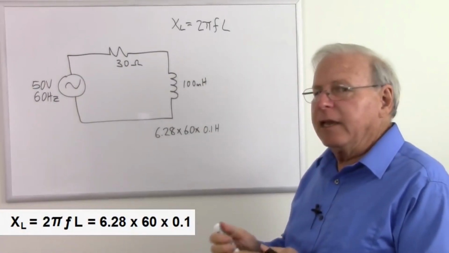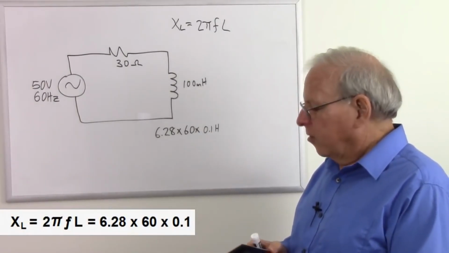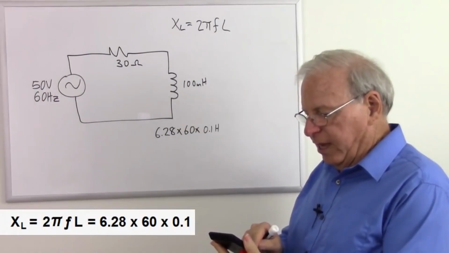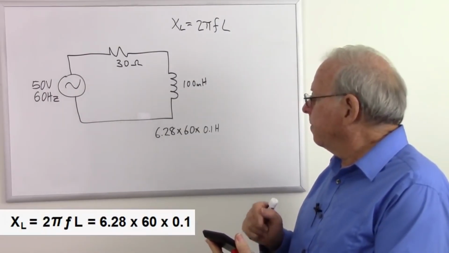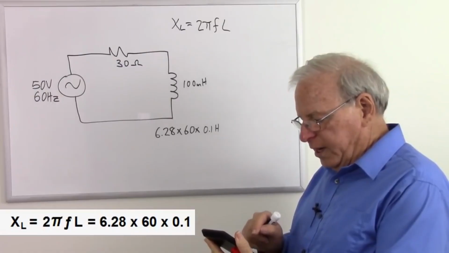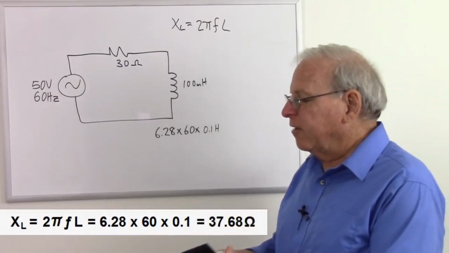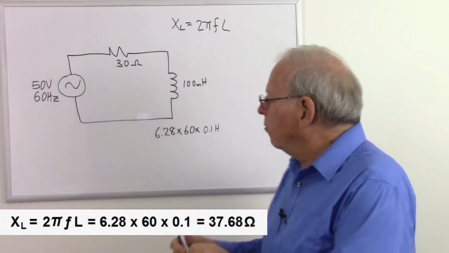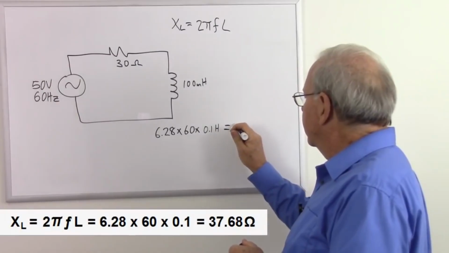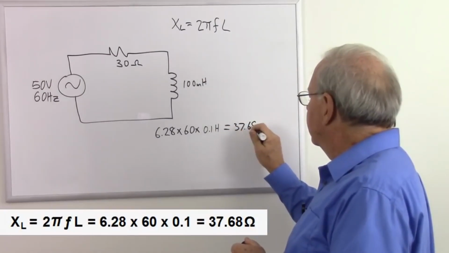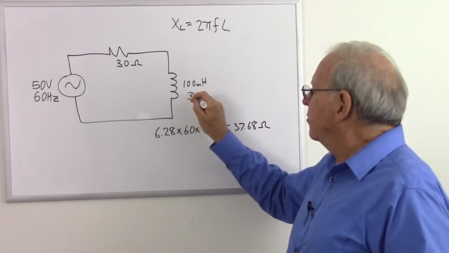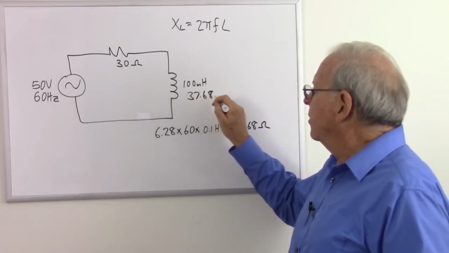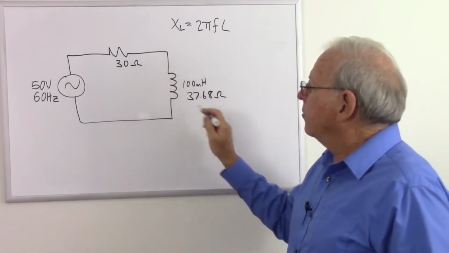And so we simply multiply those together. So we have 6.28 times 60 times 0.1 equals, and we get 37.68 ohms for the inductive reactance. So I'll put that right here, 37.68 ohms. Now, can I just add those together?